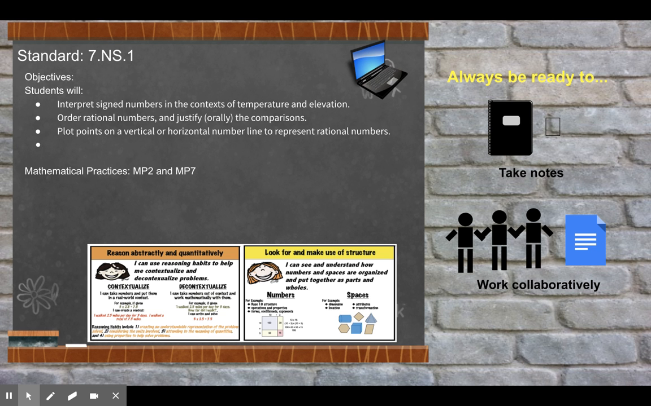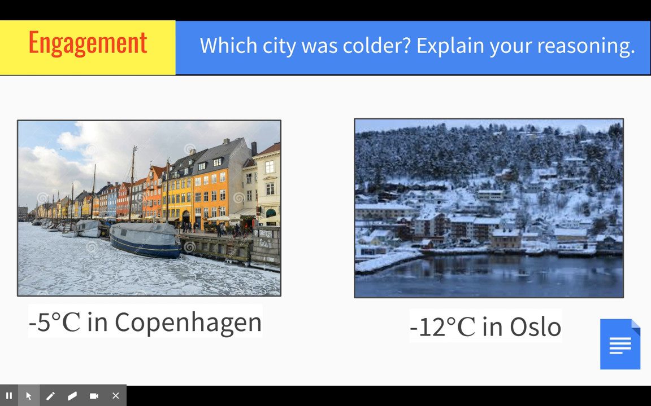All right, so let's jump right into our engagement activity. Our engagement activity can be found in your student companion. We have 2 questions, number 1 and number 2, and it says which city was colder, and to explain your reasoning. Now, this is question number 2, so please make sure that you can answer question number 2. We want to know, is it colder in Copenhagen or in Oslo? We'll take 30 seconds. I want you to put in the chat which city is colder, and then we will explain our reasoning.